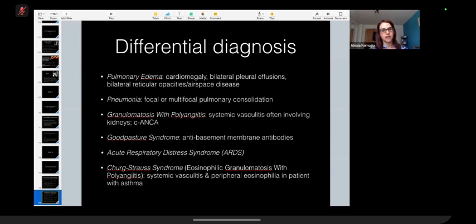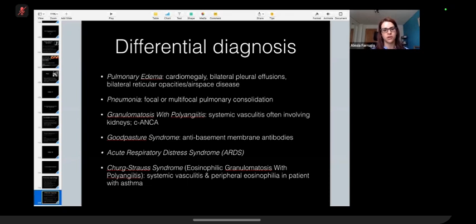As you correctly said, the differential diagnosis would include pulmonary edema, but you would look for other features to suggest this, such as cardiomegaly, bilateral pleural effusions, and bilateral reticular opacities or airspace disease. There were none of these in this case. Pneumonia, multifocal consolidation: she did not have any infective symptoms at all. And now she's being worked up to exclude these conditions.